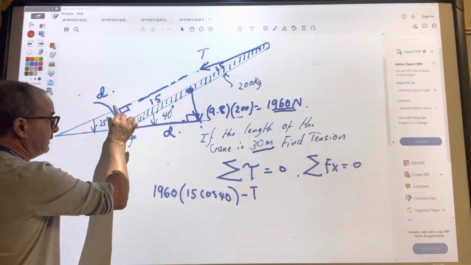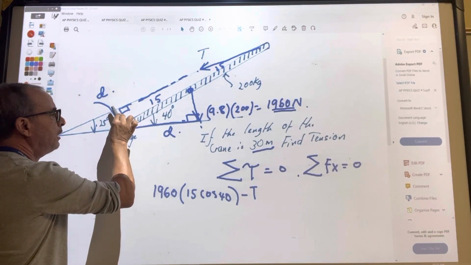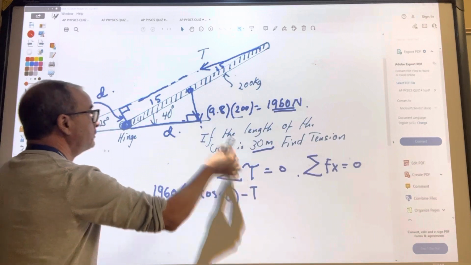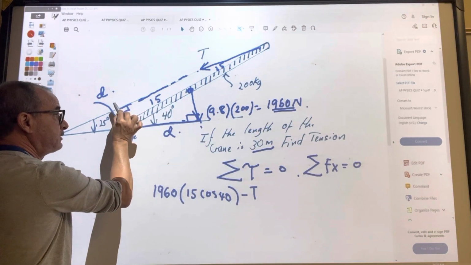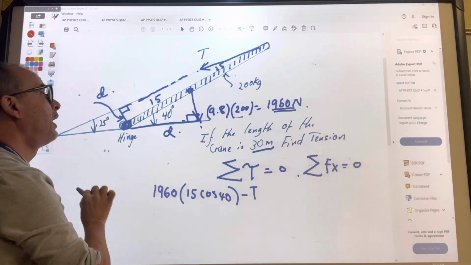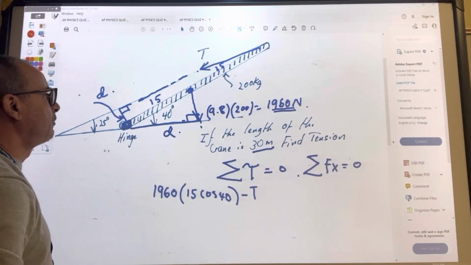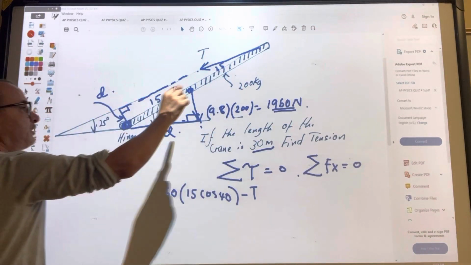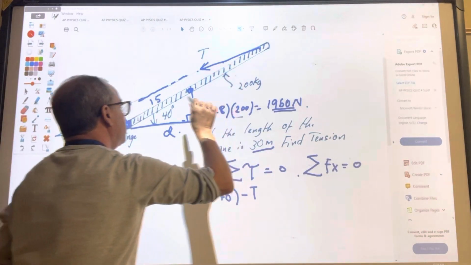Now, what is this distance that is perpendicular to the pivot? Do you use 15 or do you use 30? What else do you use? So the force times the distance, but the distance is going to be 30 sine 15. All right, now where does that 15 come from, by the way? How do we get the 15 here? Now I put that in, but it's not so obvious.